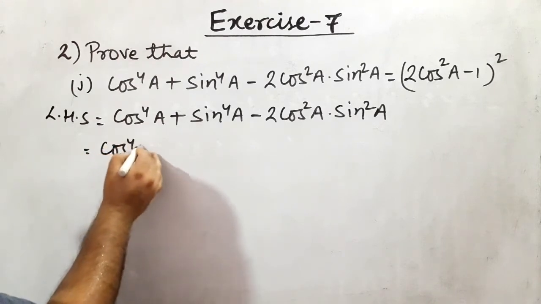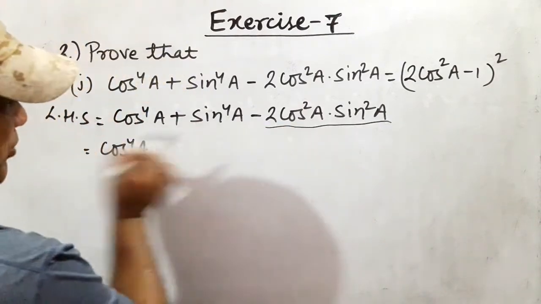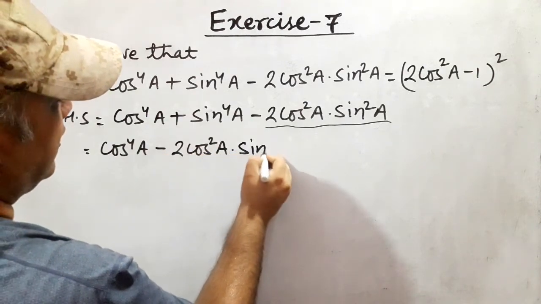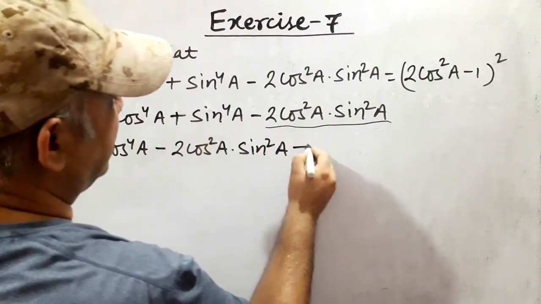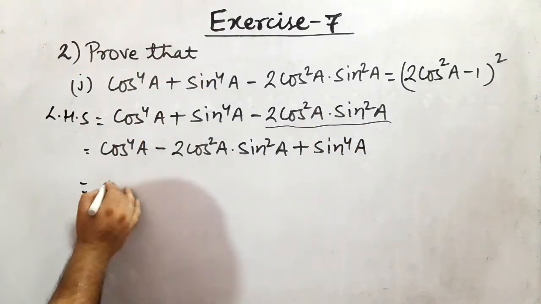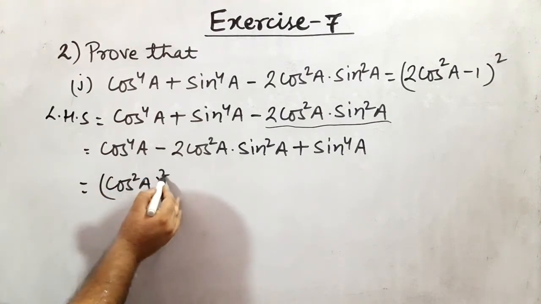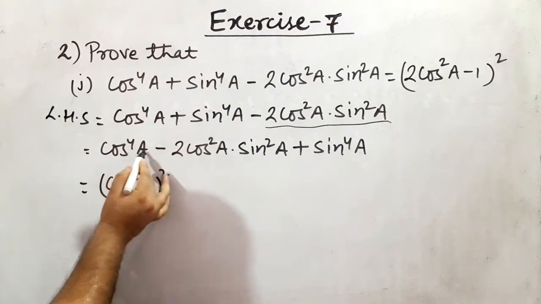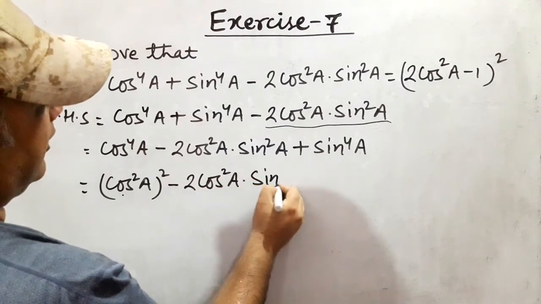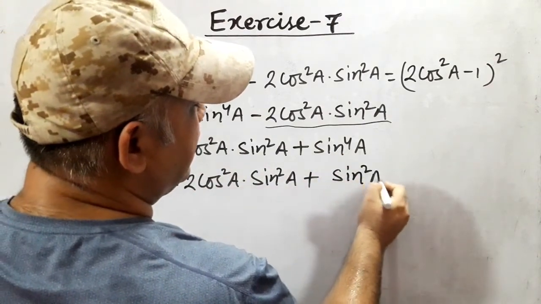Cos power 4A as it is, minus 2 cos square A into sin square A. Let's keep this in the middle, plus sin power 4A. I can write cos power 4A as cos square A whole square. Power 2 and this power 2, they get multiplied. It becomes cos power 4A, minus 2 cos square A into sin square A as it is, plus sin power 4A can be written as sin square A whole square.